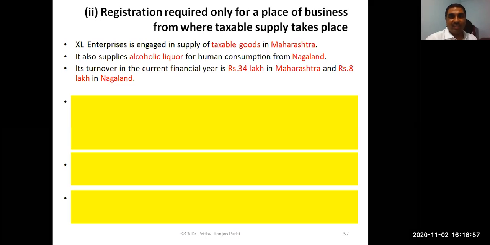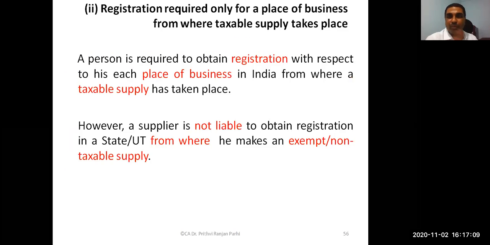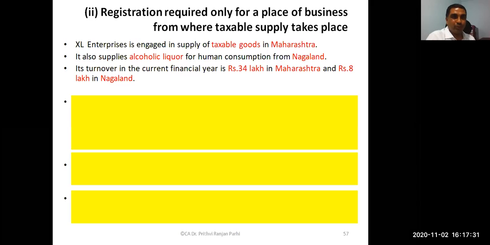To understand this, let me give you one more example. Let us discuss this example. Did you understand this concept before going to that example? The concept is that no registration is required in a state if you are making only exempted goods, exempted supply or non-taxable supplies from that state. Is this concept clear? Yes, sir. Okay.